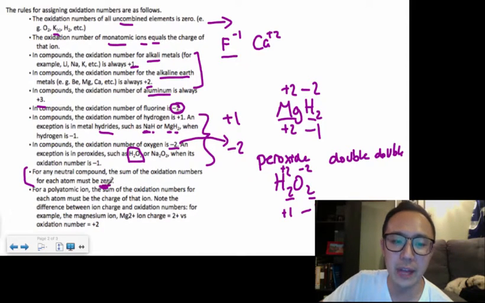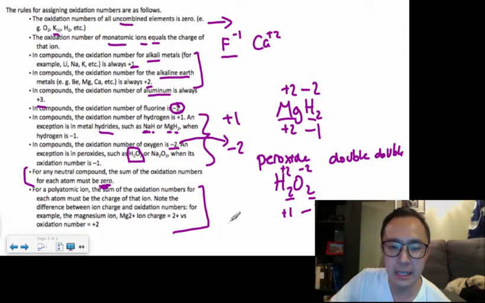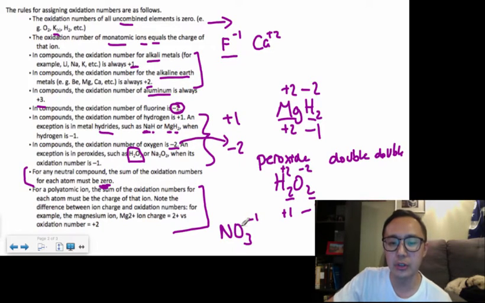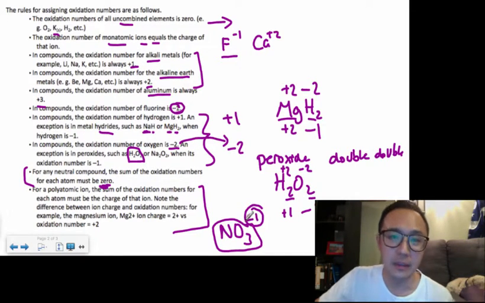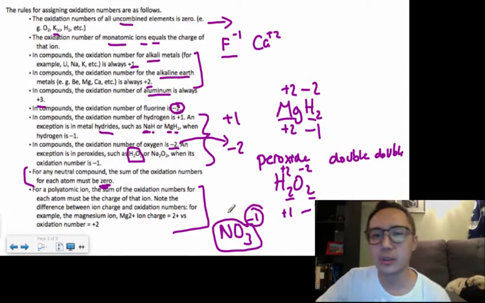So everything you add up has to be 0. And then the last one is your polyatomic. If it's like NO3 nitrate, it has a -1 charge. That's the overall charge. So everything of this has to equal -1. So instead of equaling 0, it has to be -1. So those are some of the rules.